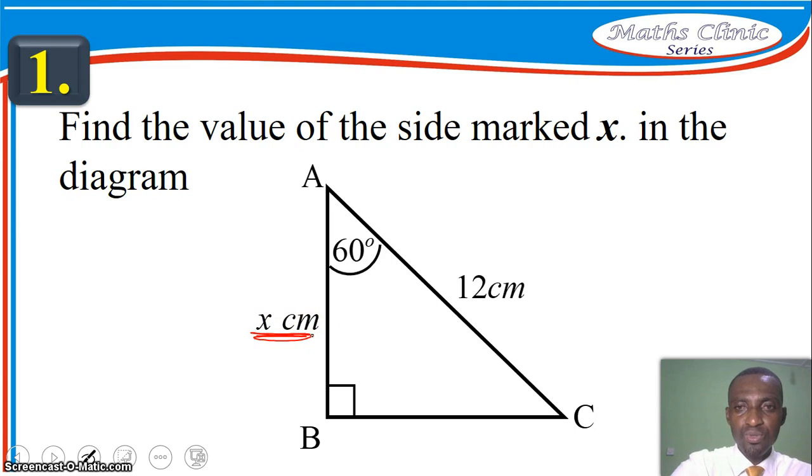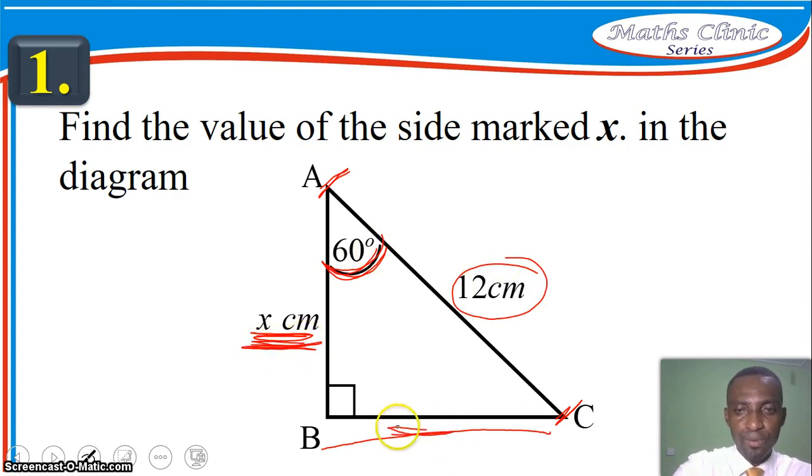That of A to C has been given as 12, and B to C is not given, but the angle is given here. And having an angle and one side, we can always find the missing side. So we can calculate for this, and we can also calculate for that. But for now, we want to find the value of x. And so what do we do?